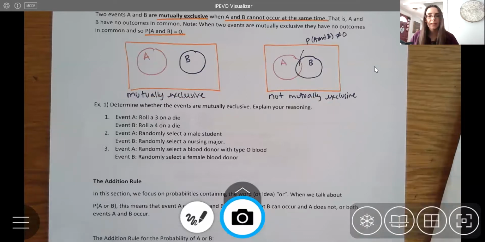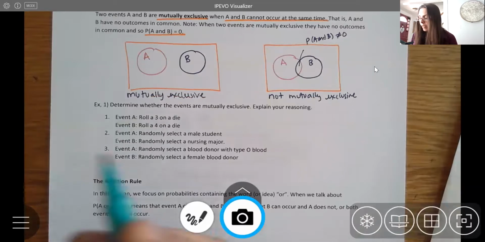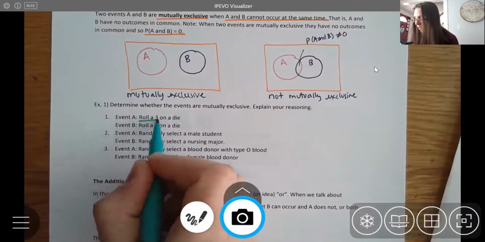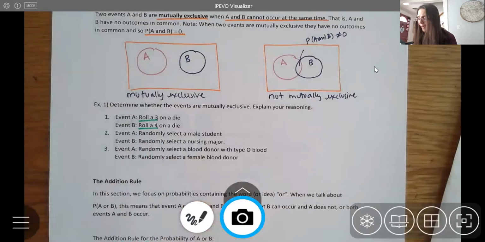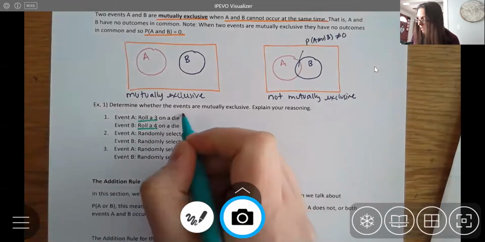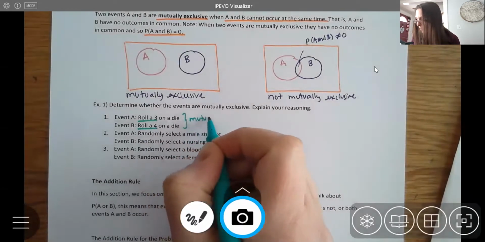The first one, let's say we're talking about rolling a die here. So event A is that you roll a 3, and event B is that you roll a 4. Now think about it. Can you roll a 3 and have that 3 also be a 4? No, it doesn't make sense, right? So 3 and 4 are two totally different numbers. They're two totally separate events and outcomes. So there's no overlap here between rolling a 3 and rolling a 4. So these events are mutually exclusive.